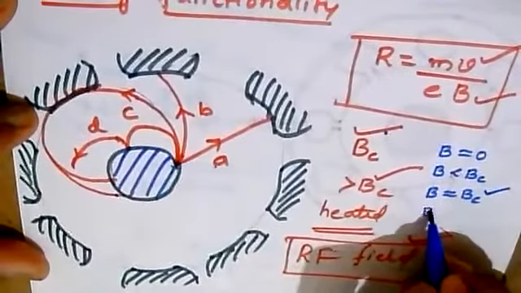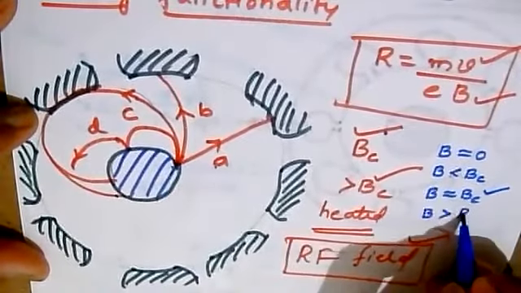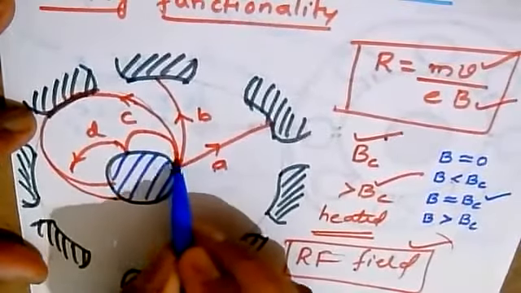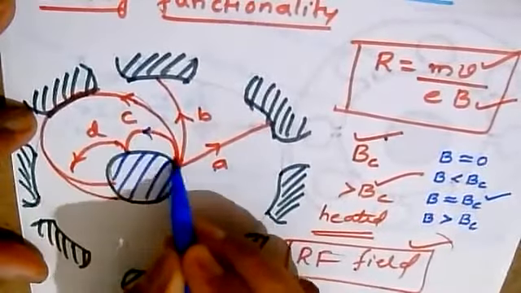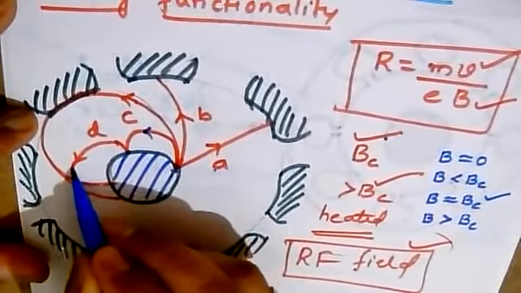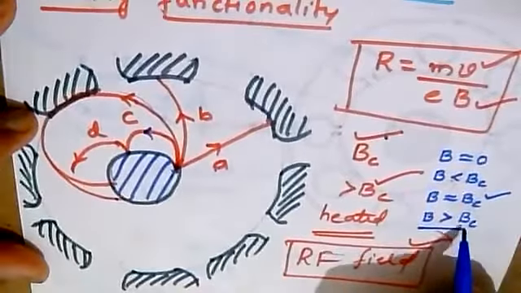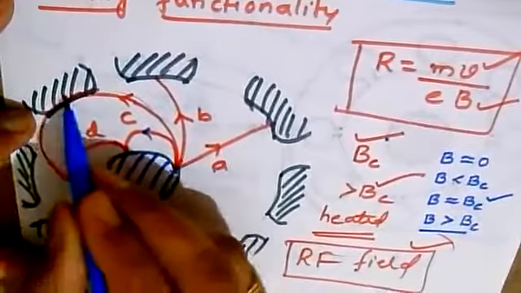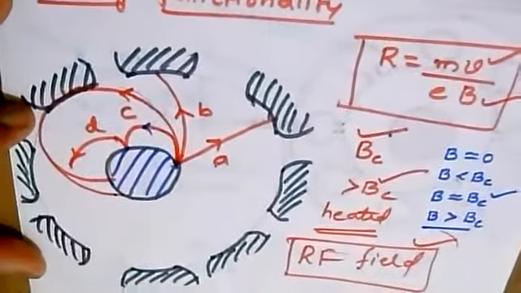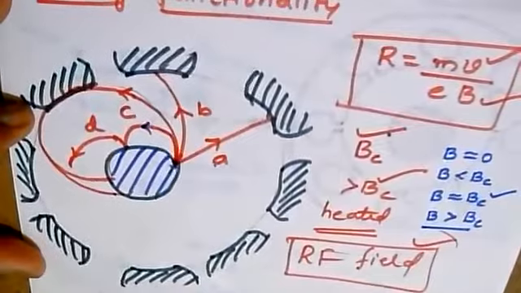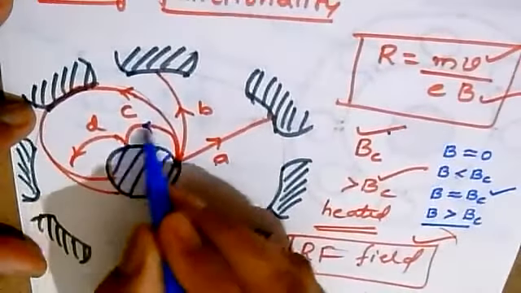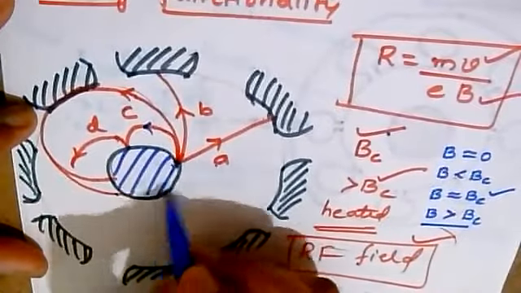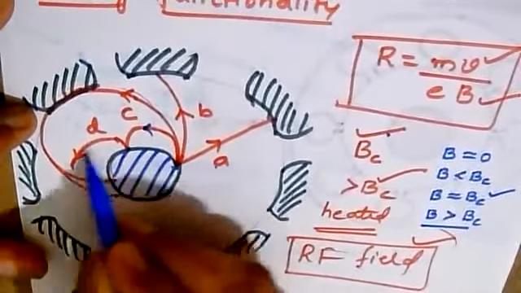Then, if we increase the magnetic field greater than the critical field, the last condition, the trajectory is the path followed by the electron D, where the magnetic field is very much greater than the critical field. Then there is no scope for these electrons to move towards the anode. There will not be any current, there is no anode current. So it will keep on moving on the surface of the cathode.